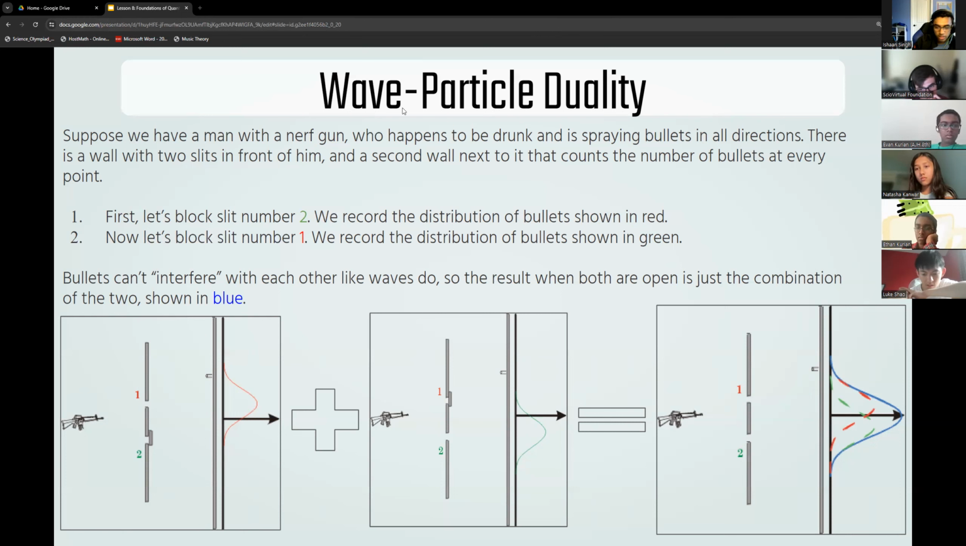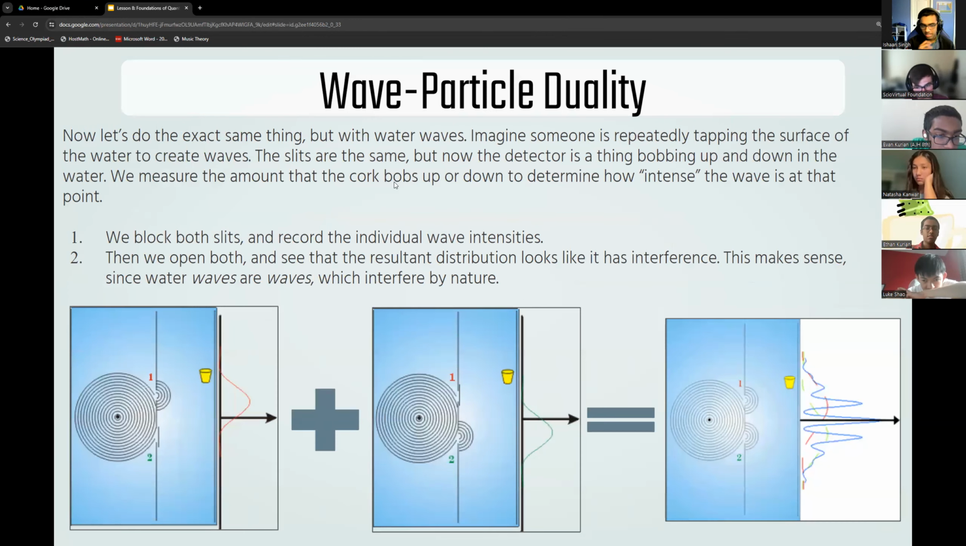Okay, great. So this is basically our particle view. When we send a bunch of particles through two slits, we're going to end up with a combination, literally just the addition of what we'd have from one slit plus what we'd have from the other slit. This is what we'd expect if we have particles. Now let's do the same thing, but with waves.